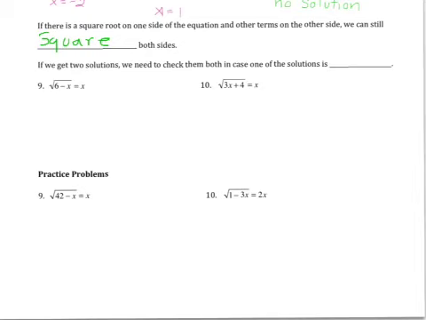If we get two solutions, we need to check them both in case one of the solutions is extraneous. Now, we've talked about extraneous solutions before, but what they are is a solution that we get, but if we plug it back in, it ends up not making sense. So you have to be very careful about your solutions to these types of problems. Let's take a look at problem number 9.